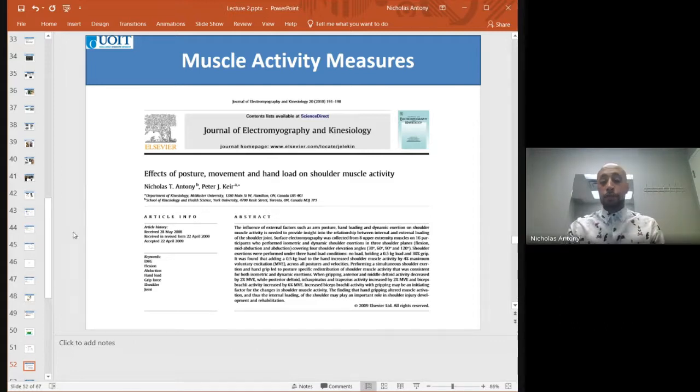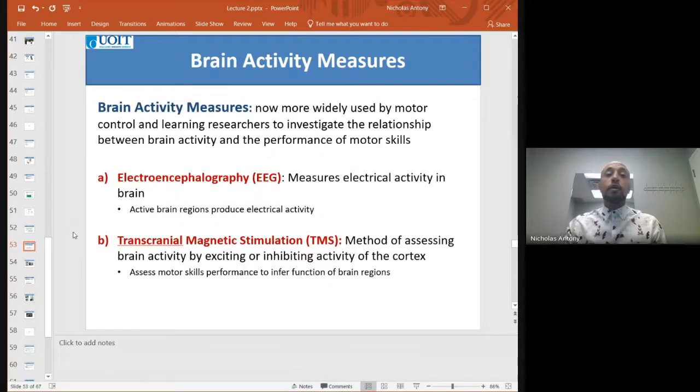So if you're super interested, you can Google that. Here are examples of brain activity measures. Instead of reading electrical activity in the muscles, this time we're going to be looking at electrical activity in the brain. The most common that has been utilized is EEG. It measures electrical activity in the brain, where you put different electrodes all over the scalp, and then it reads the electrical activity and where it is. So it gives you an idea of what parts of the brain are being active and when.